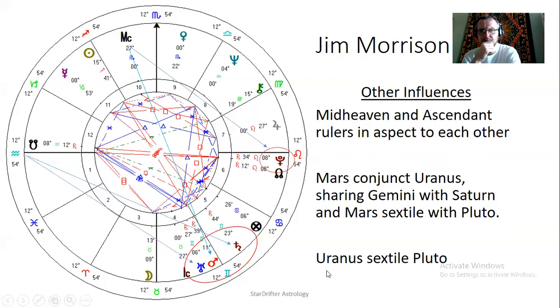So yes, the ascendant and the transpersonal rulers of the ascendant and the midheaven are in aspect to each other, which means a harmonious working between the 2 points.